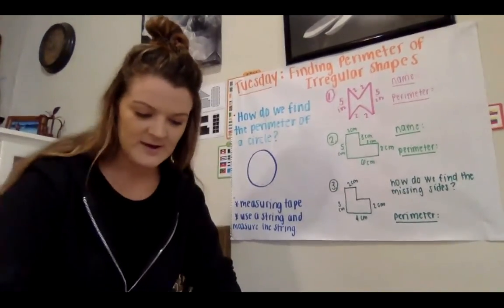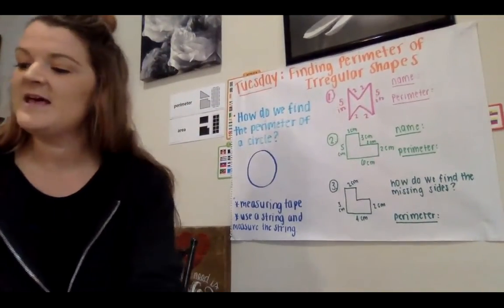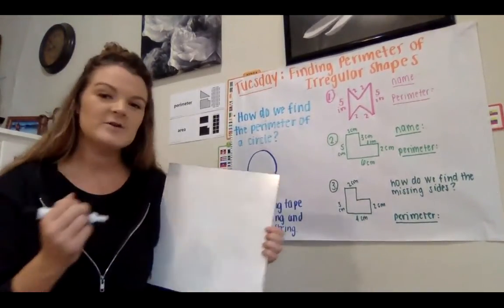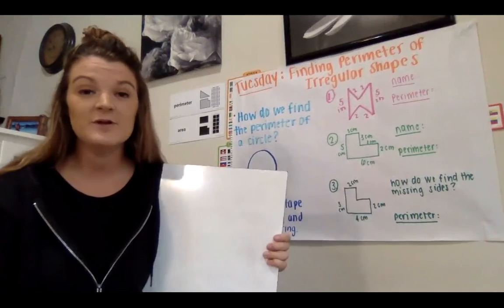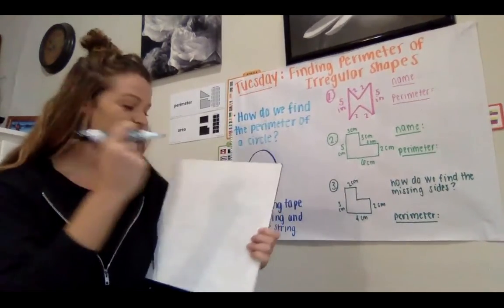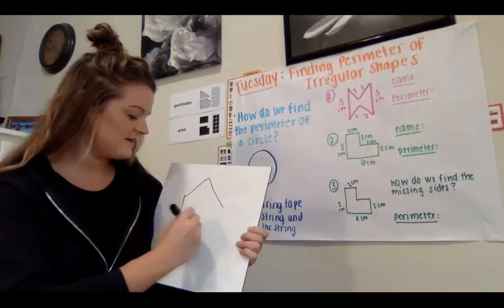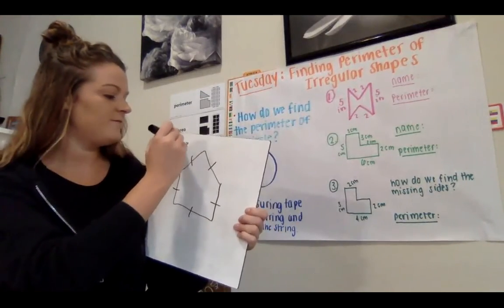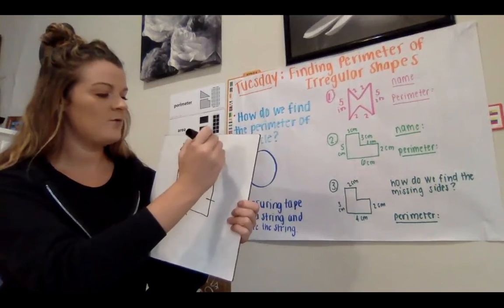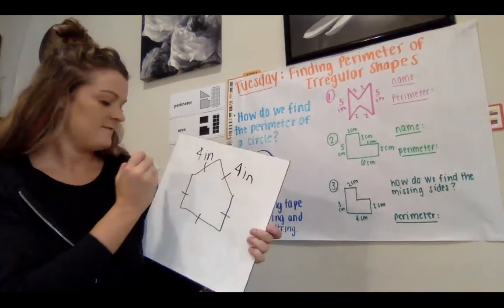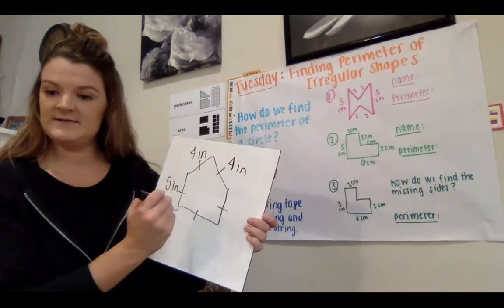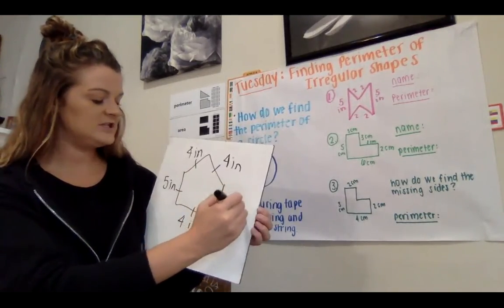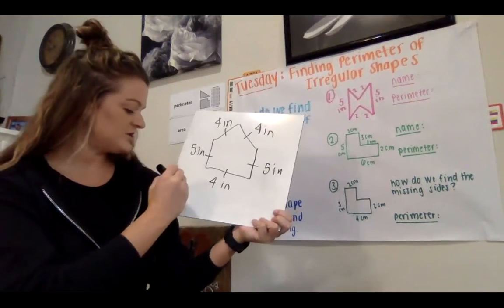Let's try another one. Go ahead and wipe off or get another piece of paper. I'm going to draw a pentagon. Does anyone remember what penta means? The prefix penta means 5. So this is going to be a shape with 5 sides: 1, 2, 3, 4, 5. Let's go ahead and label it: 4 inches, 4 inches, 5 inches, 4 inches, 5 inches. And we can write our equation down at the bottom.